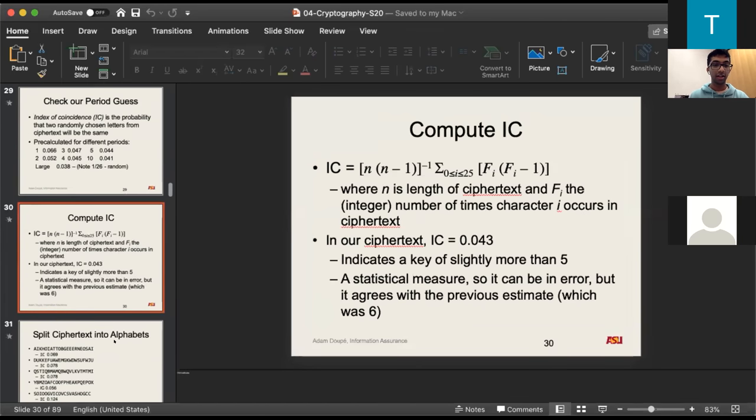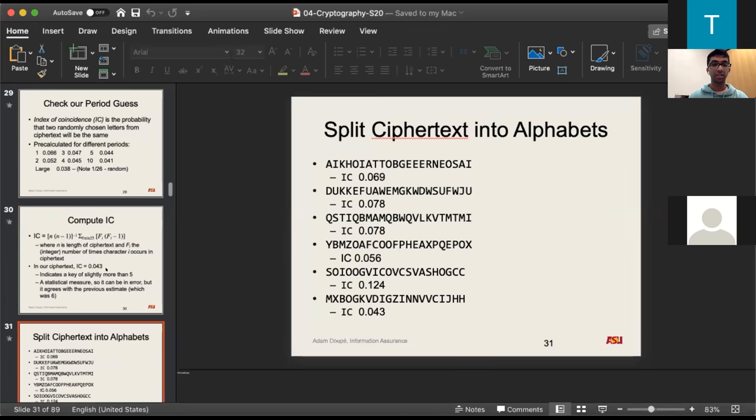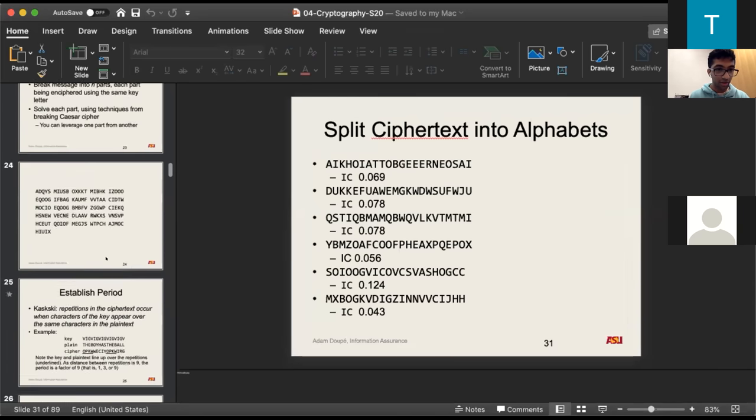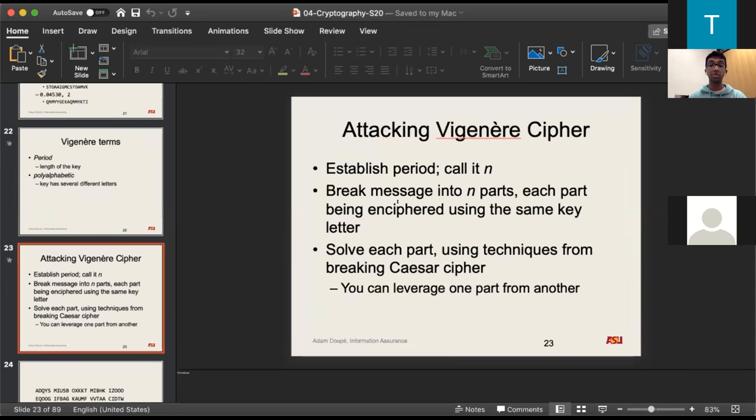So then you split the ciphertext into its n parts. Going up here, you establish the period. Let's say you finally figure out it's six. You break the message into six parts then, because then you know each of the six parts have their respective encryption, so each of the six parts are enciphered by the same key.